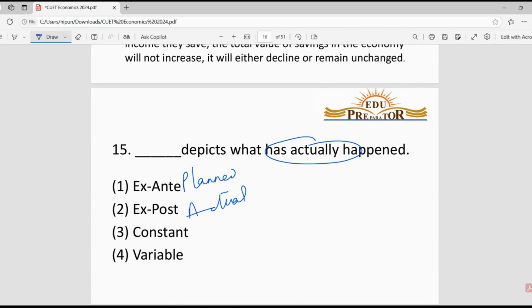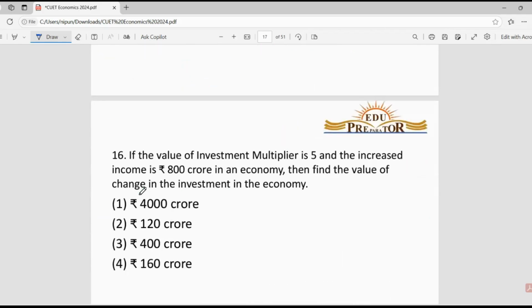Therefore, the correct answer to the question is option number 2, that is, ex post. Let's come to the 16th question.